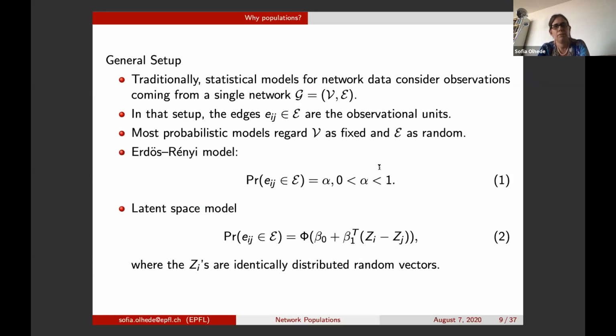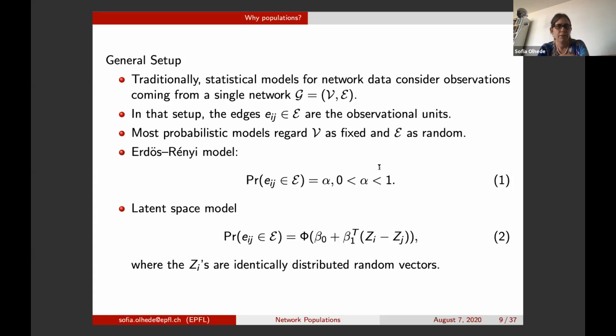And we think of the edges, the connections, as being the observational units in the data, and most models regard the set of vertices as common and fixed through the whole set of observations, and the edges as random. And often the simplest models we could think of just add edges at random, perhaps with some probability alpha, like in the Erdős-Rényi model, where each edge is deemed independent.